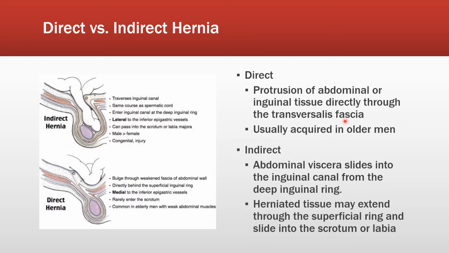An indirect inguinal hernia is when that viscera slides into the inguinal canal from the deep inguinal ring. Okay, so the herniated tissue may extend through that superficial ring and slide into the scrotum or labia. It can occur in females, but not as often. So direct is straight through that fascia. Indirect, it's going to go under the ring and into the scrotum or labia, into the canal.